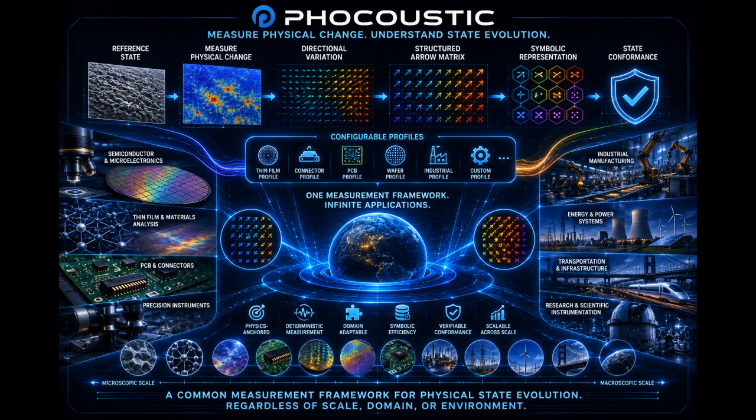Phocoustic recognizes a physical change relative to a reference state rather than recognizing objects. Using configurable profiles, it transforms directional variation into structured arrow matrices that represent physical state evolution. The same measurement framework applies across PCBs, thin films, wafers, industrial systems, and scientific instruments, providing a scalable, deterministic architecture for state conformance measurement across diverse domains. And that is the long-term vision of Phocoustic, a common measurement framework for physical state evolution, regardless of scale, domain, or environment.